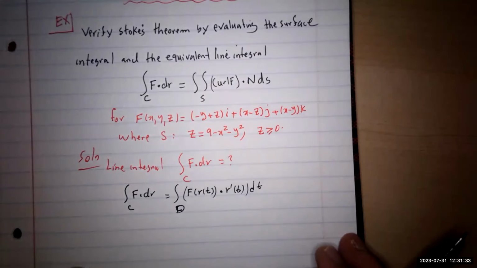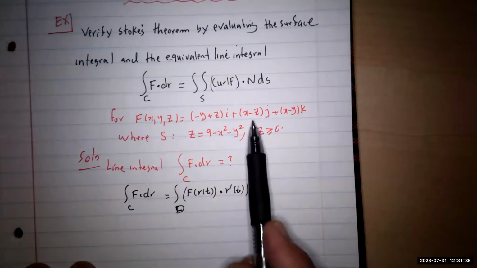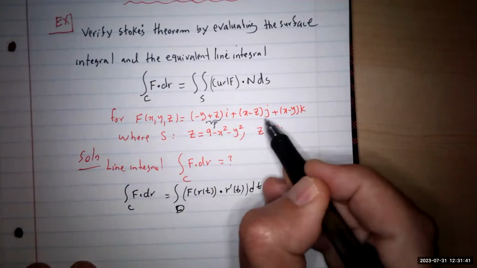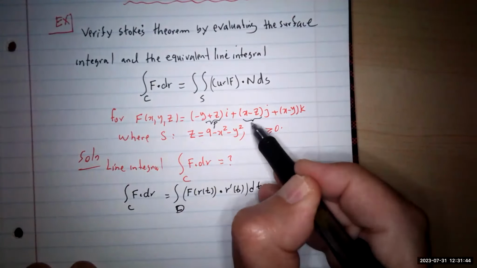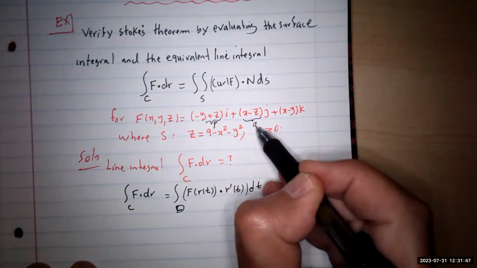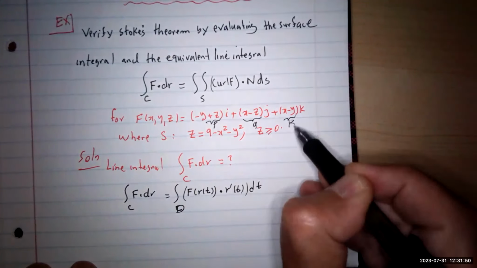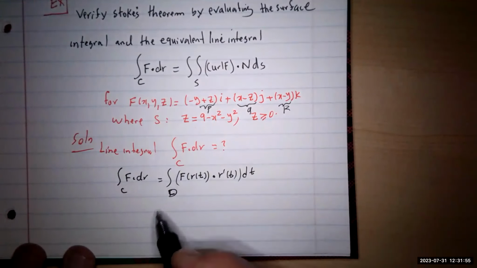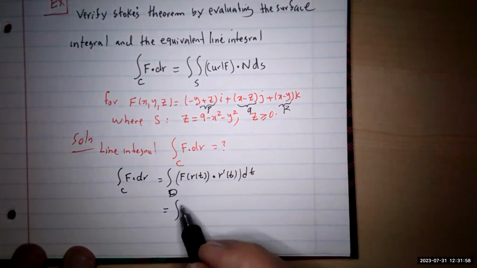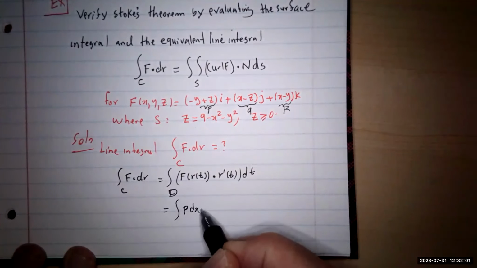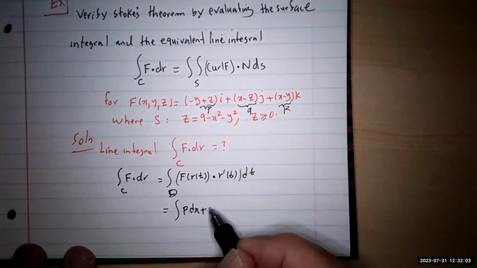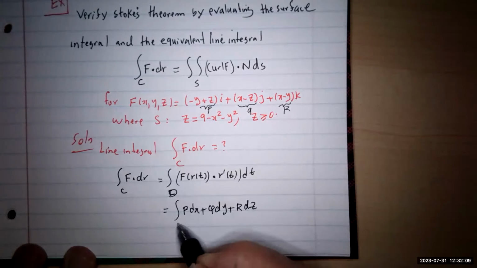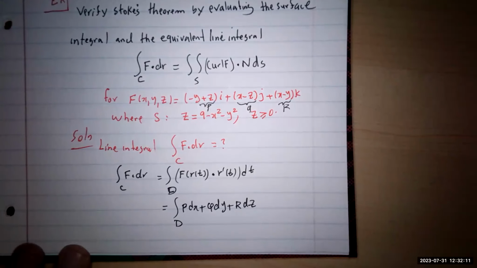The function is easier because it is given in the form of P, Q, R. So we can use this form, which is much easier. The easiest form is to find P dx, Q dy, and R dz. It's easier to operate in this form.